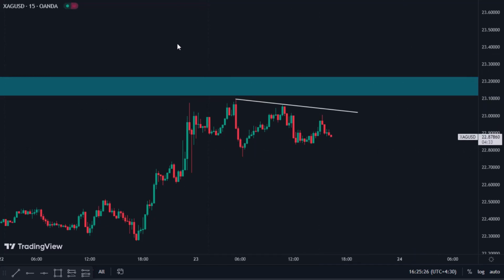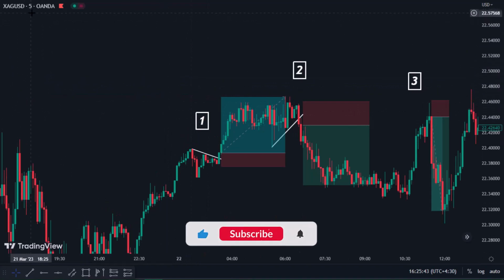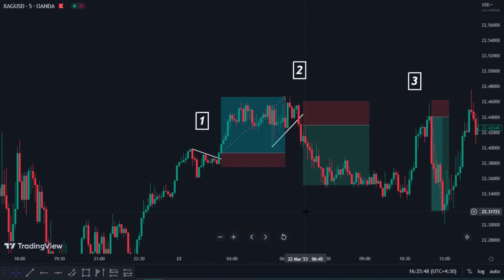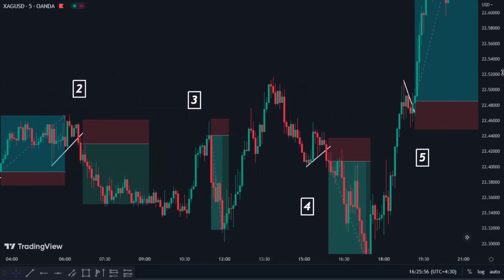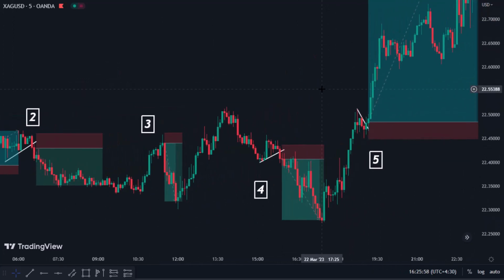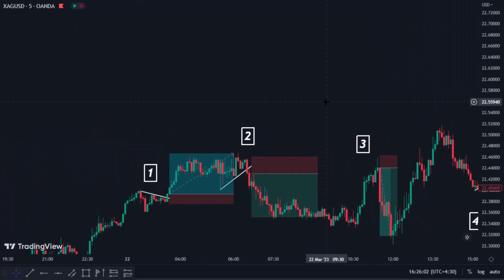Welcome back. As you can see here, we are on the silver chart, 5-minute time frame, 22nd of March. We're going to see 5 positions I made, and see how I enter positions and how I set my stop losses. Then you can trade based on them and make real money.